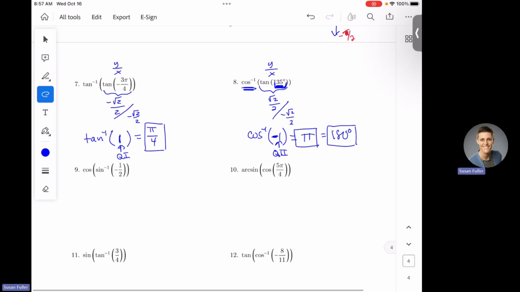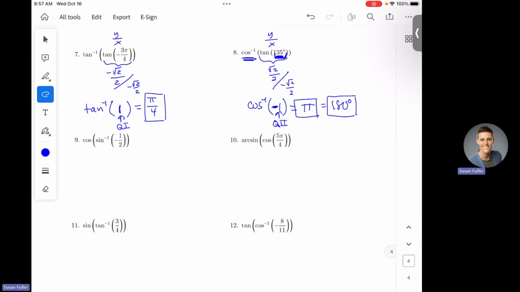Okay, so let's do some more. Let's do number 9. Inverse sine of negative 1/2. That's where we're going to start, right? We're going to start on the inside, and then we're going to have to do the cosine of that later. So first, we're going to start on the inside and do the inverse sine of negative 1/2.